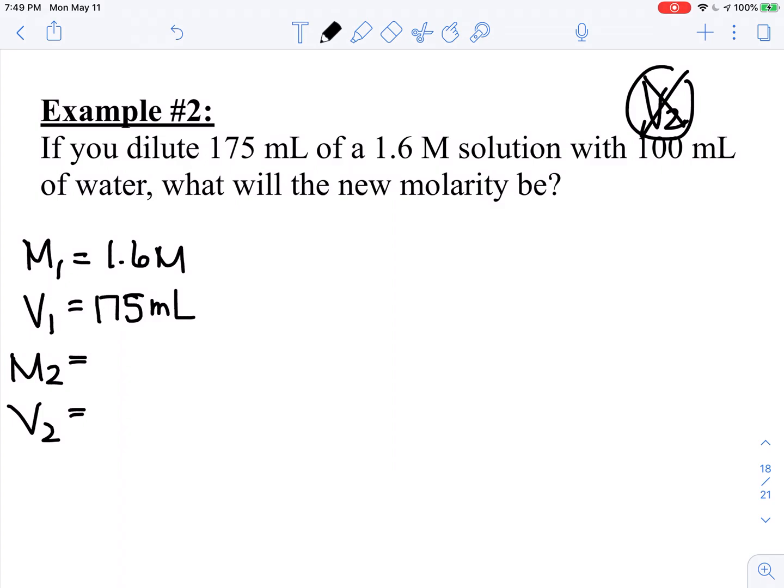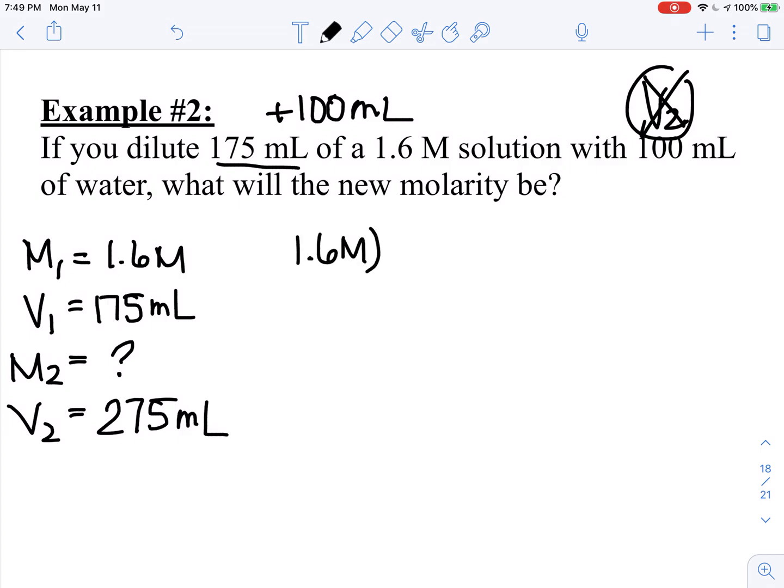Your second volume needs to be the volume of your final solution, not just the solute and not just the solvent, your total volume. So if we started with 175 milliliters and I added 100 milliliters, you are going to end up with 275 milliliters. Then it's asking what will the new molarity be? So M2 is question mark. So go ahead and plug this into your equation.